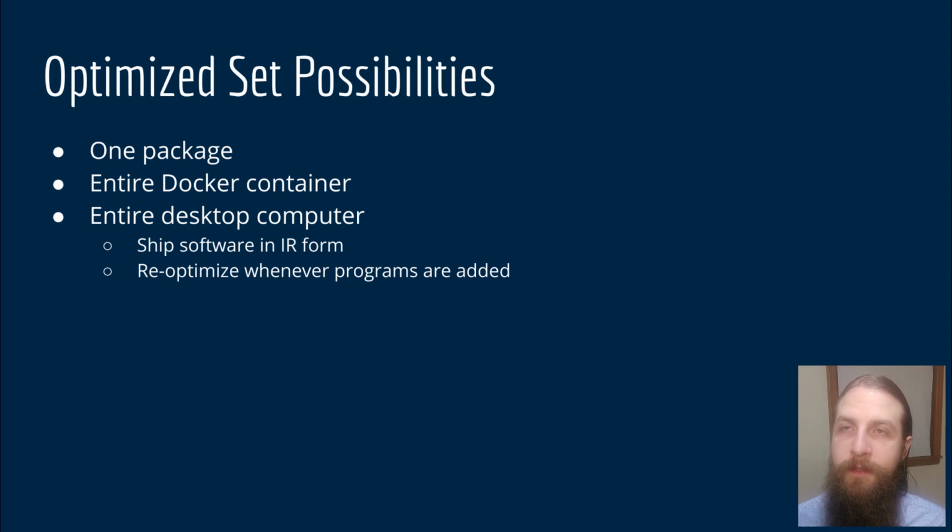An example of a larger optimized set would be an entire Docker container. Docker containers are already distributed as a single unit, and usually no software is added or removed after the container is built. So in this case, it's practical to use an optimized set that contains every program and library in the whole container. If you want to be really ambitious, you could even imagine applying guided linking to your entire desktop computer. You would need to have compiler IR for every installed piece of software, and every time you install new software, you would add it to the optimized set and perform guided linking again.